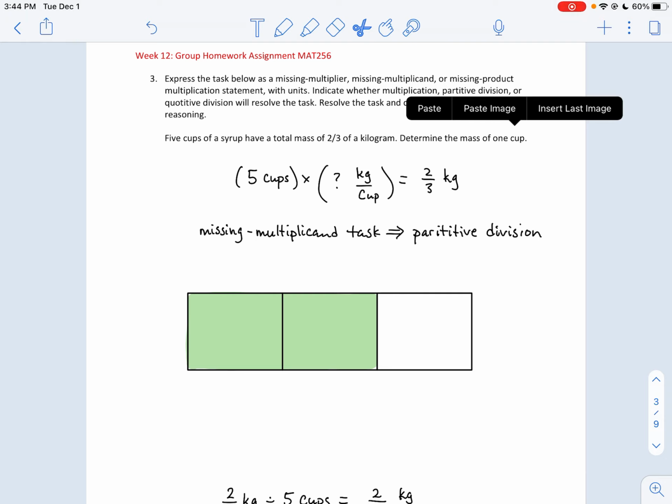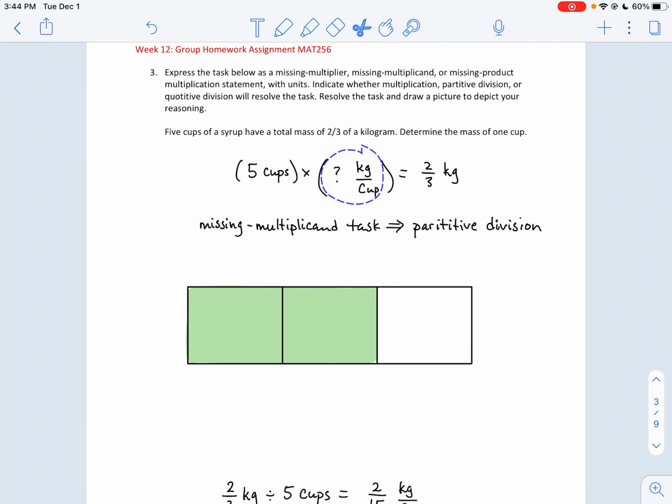As soon as you see determine the mass of 1 cup, we know that we're looking for the unit rate. We're looking for the multiplicand. We want to know how many kilograms there are per cup. So the question mark should be with the multiplicand. The multiplier should be measured in cups, so that's where the 5 goes, and the product should be in kilograms, and that's where the 2/3 kilogram goes. So we're saying if we have 5 cups, and we multiply by so many kilograms per cup, we want the total to be 2/3 of a kilogram. We just have to figure out how to break 2/3 into 5 pieces.